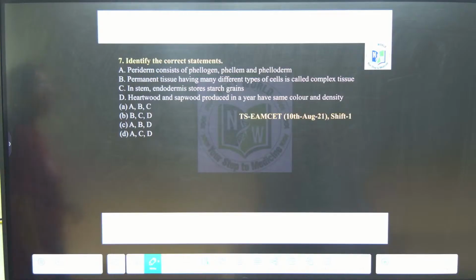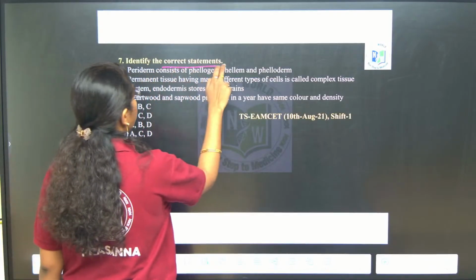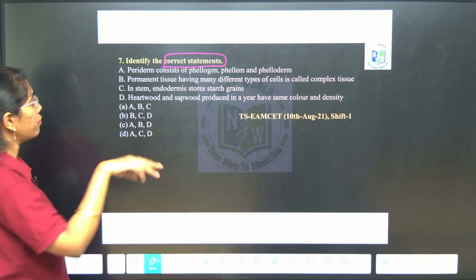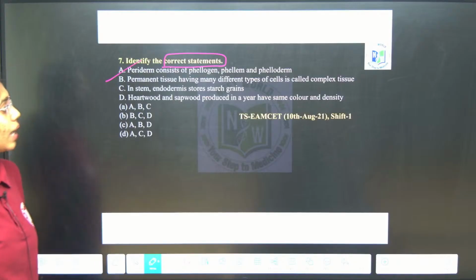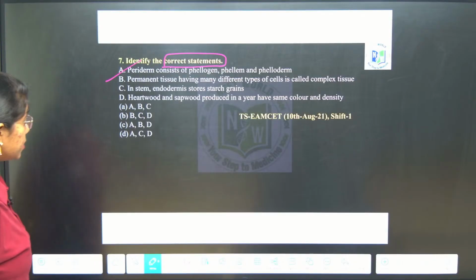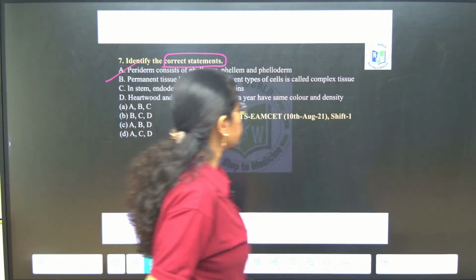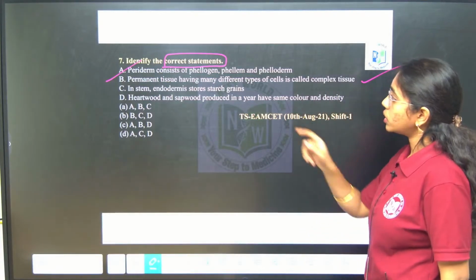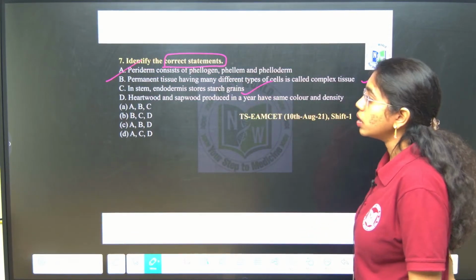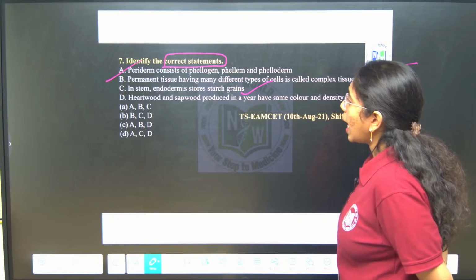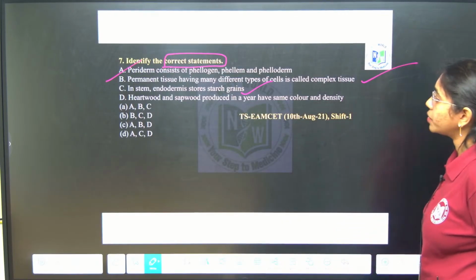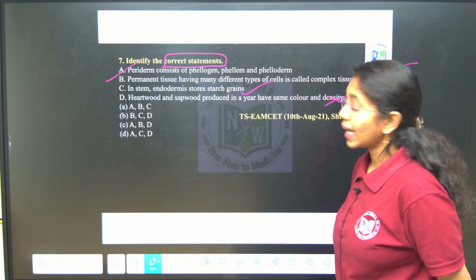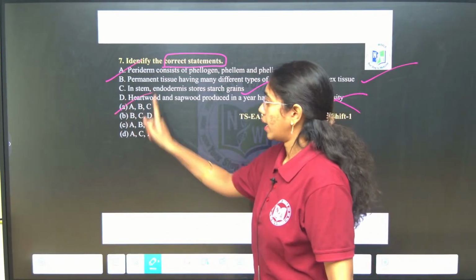Here we go, identify the correct statement. So here we need to identify the correct set of statements. Periderm consists of phellogen, phellum and phelloderm, true. Permanent tissue having many different types of cells. Yes, permanent tissue that has many different types of cells is called complex tissue, true. In stem, endodermis stores starch grains. Yes, in dicot stem it stores starch grains. Heartwood and sapwood produced in a year have same color and density. No, they do not have same color and density. So here the right options are A, B and C. We will go with option A, okay.